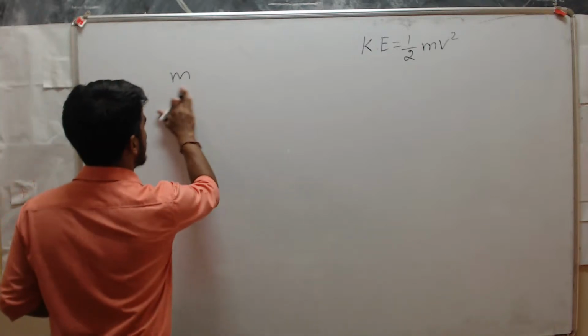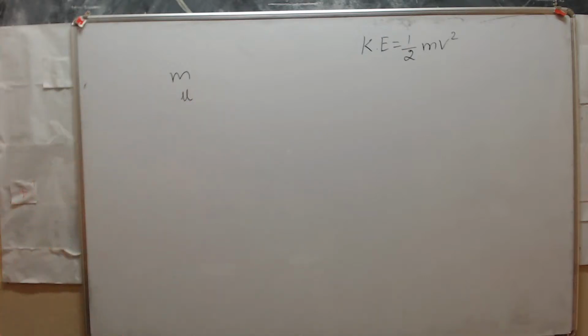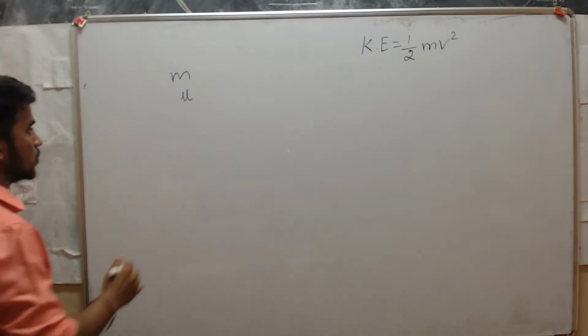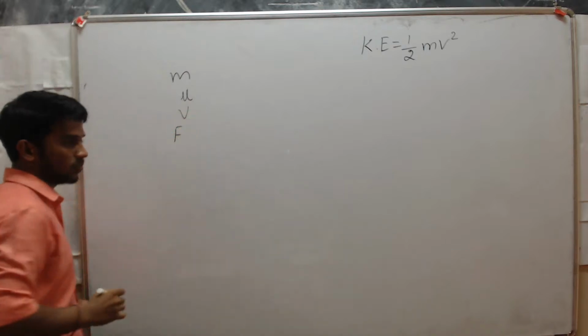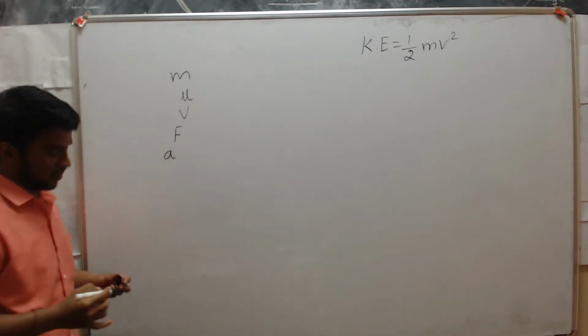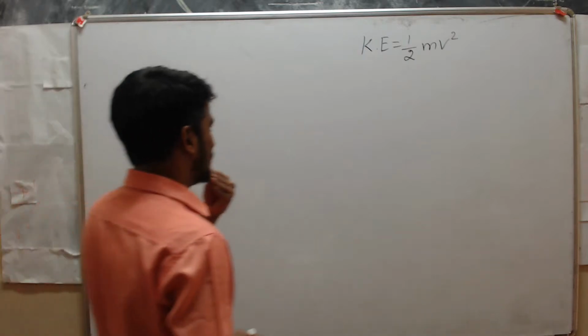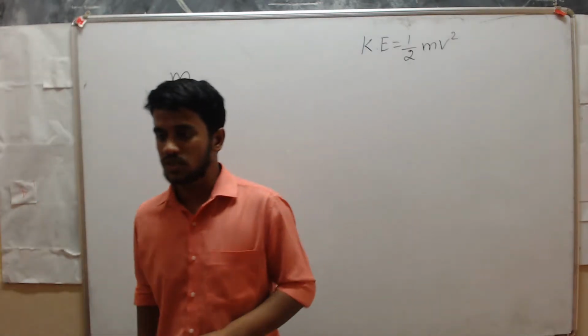Sorry, it is moving with initial velocity u, and due to the application of force, its velocity changes from u to v. Let force F act on a body, and it produces acceleration a. So consider a body, its mass as m, and let the force act on it. That object is moving, and its velocity changed from u to v. Clear?